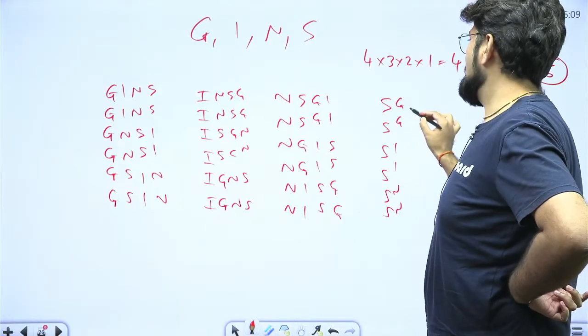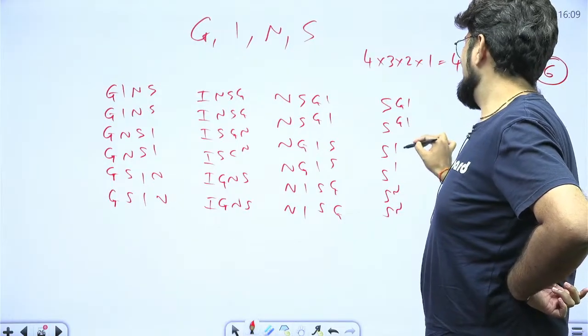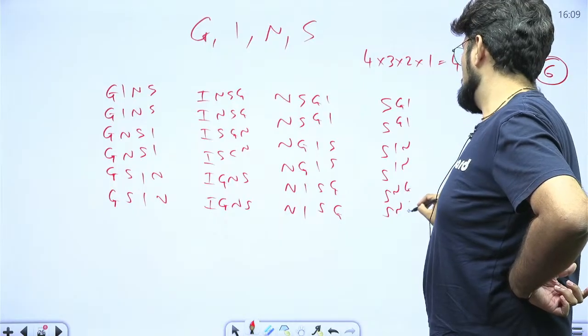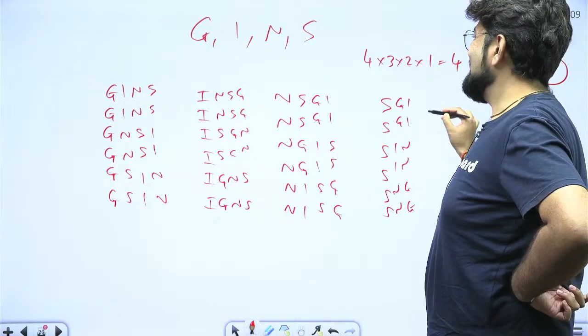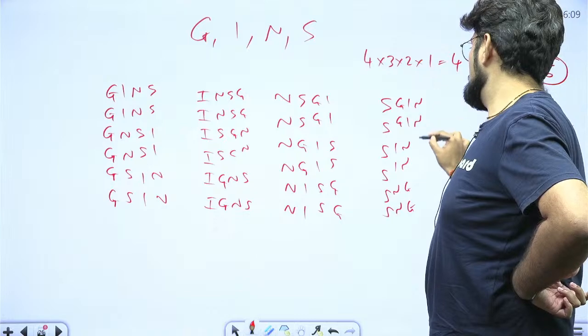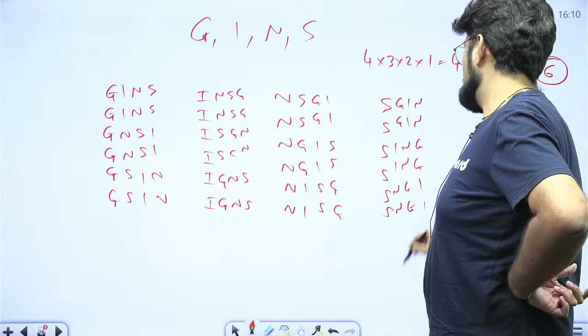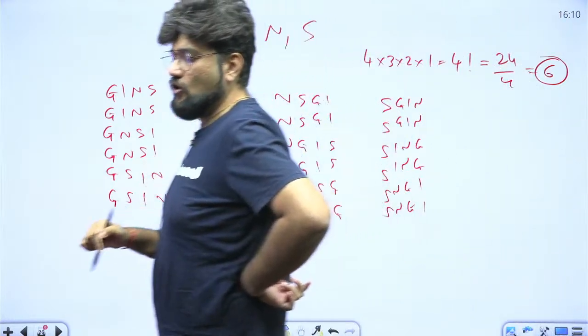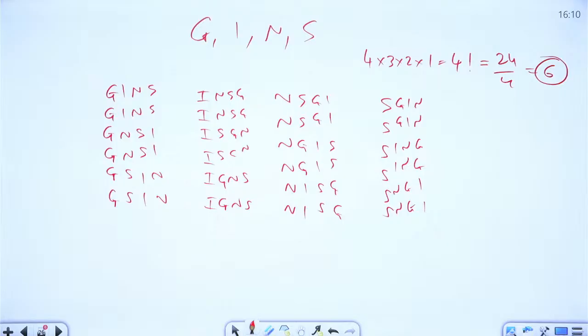We'll remove G. Now we have ING. So ING. Now we'll remove I and we have NGI. NGI. These are the 24 combinations right in front of you. Okay?